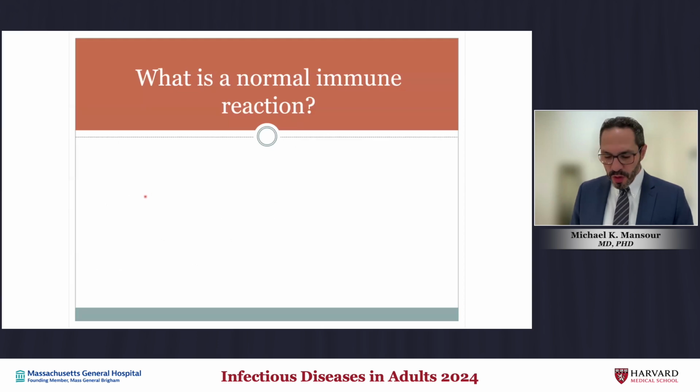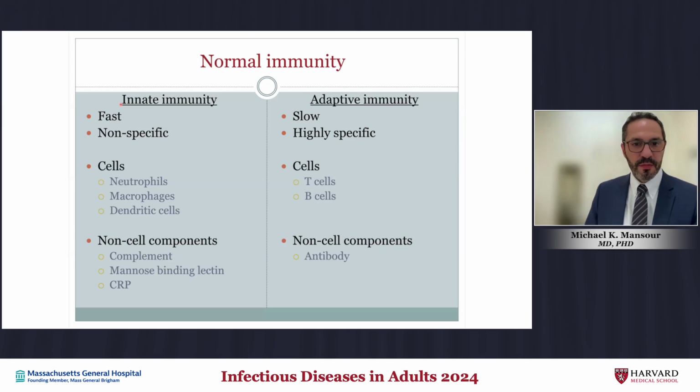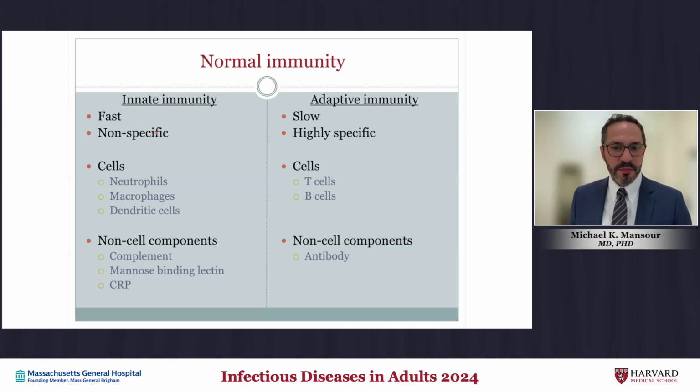So let's start with what the normal immune reaction is. What happens when we encounter a tumor cell or a pathogen? Over time, we've divided immunity into two branches. We do this only to be able to think about this very complex organ structure, the immune system, and parse it out in our mind. But I'd say the most common approach is to think of the immune system as having an innate and an adaptive branch.